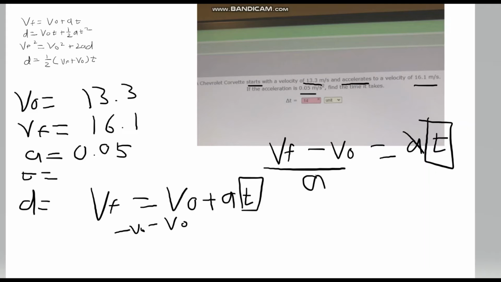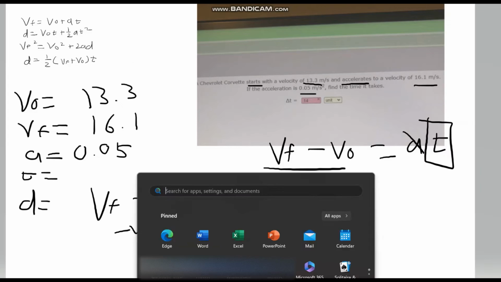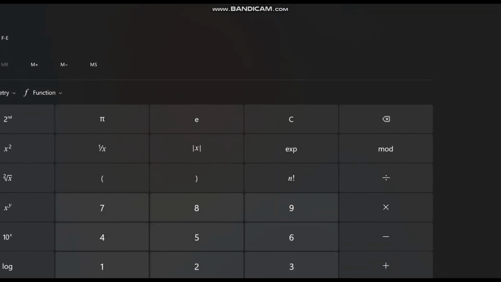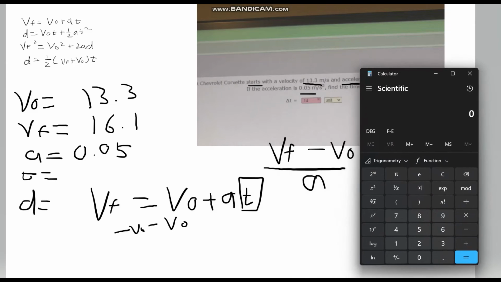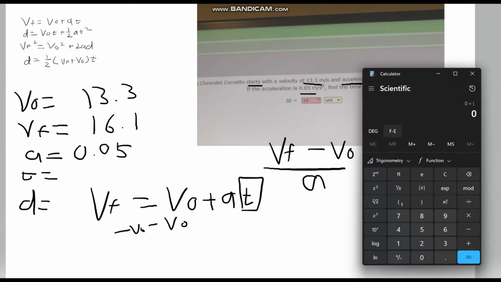Once you reach this point, you can put all the numbers in your calculator, which I will do right now. I'm just going to type all the numbers in: 16.1 minus 13.3. Enter. And then you just divide that by 0.05, and then you get 56 seconds.